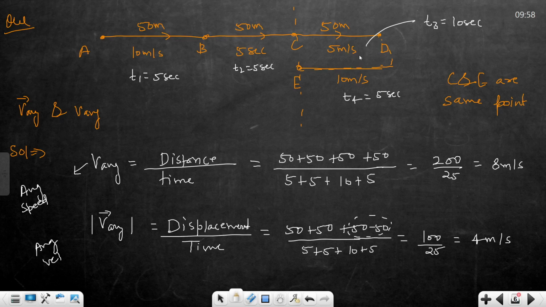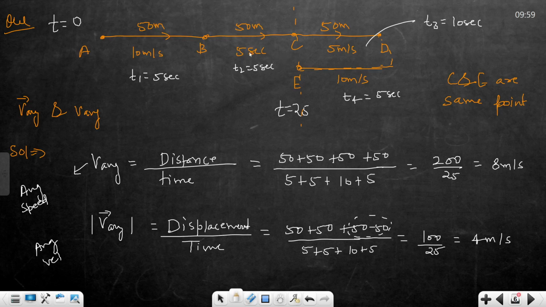Not understood? Beta, net displacement is 100, but object is in motion for 25 seconds. The time taken by the object to reach this point C is 25 seconds. So you have to take this time. So, sir, we always have to take the time of the entire motion. Object started at t equal to 0 and object finally landed at t equal to 25. So what will be the time interval? 25 seconds. So how can you stop the motion at 10 seconds?